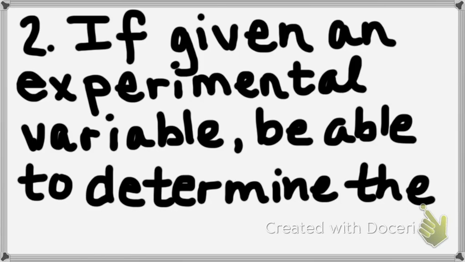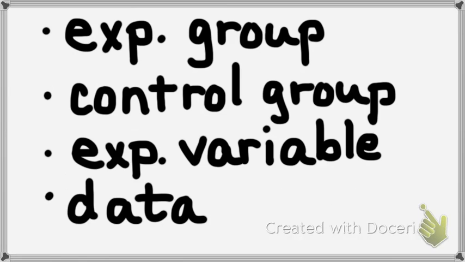Okay, I have number 2. If given an experimental variable, be able to determine experimental group, control group, experimental variable, and data. So let's just use an example that we did. The one that we did that I want to reference is the experiment we talked about in lab that had shrimp involved. You guys remember that one? Yeah. And we made the observation that shrimp color varies. And so I came up with the hypothesis that shrimp color is due to the algae color, the color from the algae that shrimp eat.